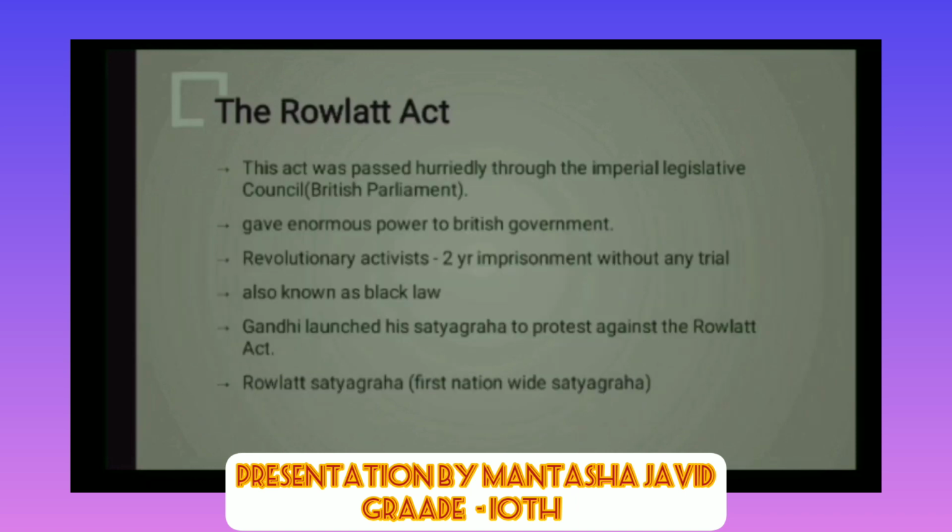This act was passed hurriedly through the Imperial Legislative Council, which was the British Parliament of India at that time, and it gave enormous power to the British government. The British government could repress political activists and allow detention of political prisoners without trial for two years. It was also called the Black Law. Gandhiji launched his Satyagraha to protest against the Rowlatt Act, and this movement was called the Rowlatt Satyagraha. It was the first nationwide Satyagraha.